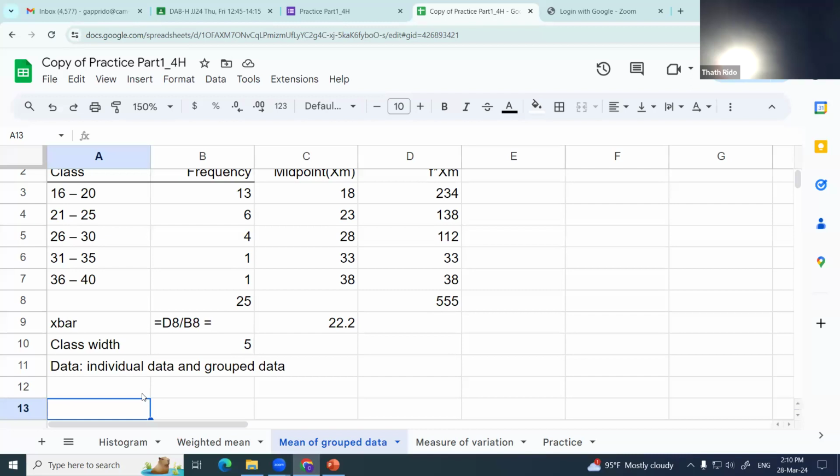So just compute the midpoint of the first class and add the class width. Make sure that you know how to find the class width. Many people get confused: when you want to find the class width, you take 20 minus 16, so it will be only 4, but actually the class width is 5. So you need to use 21 minus 16 or 26 minus 21, 31 minus 26 or something like that in order to get the correct class width.